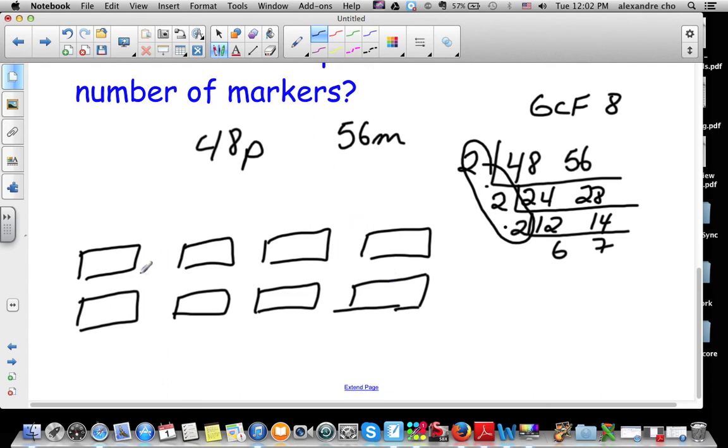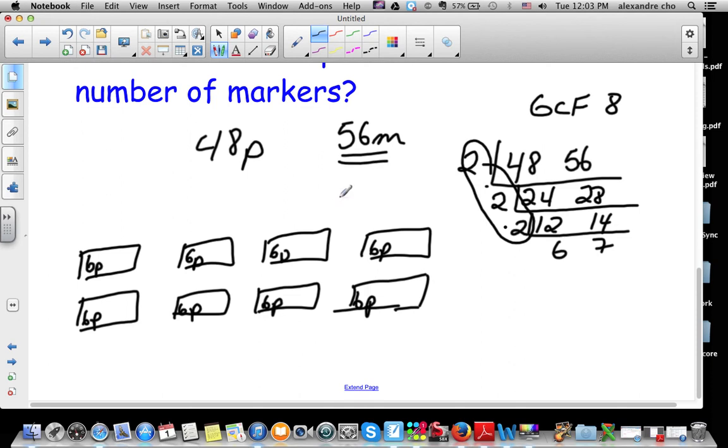What does that mean? If I have 8 boxes and 48 pencils, it means that each box will carry 6 pencils. 48 divided by 8 is 6. So each box will get 6 pencils. And notice that each box has the same amount of pencils: 6 pencils, 6 pencils, 6 pencils, 6 pencils.